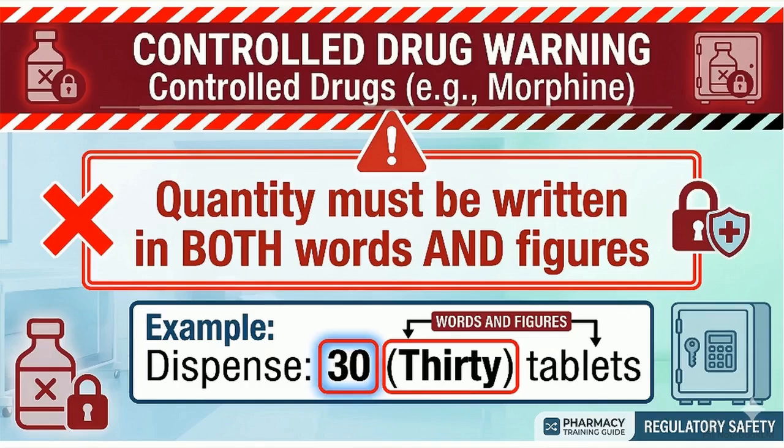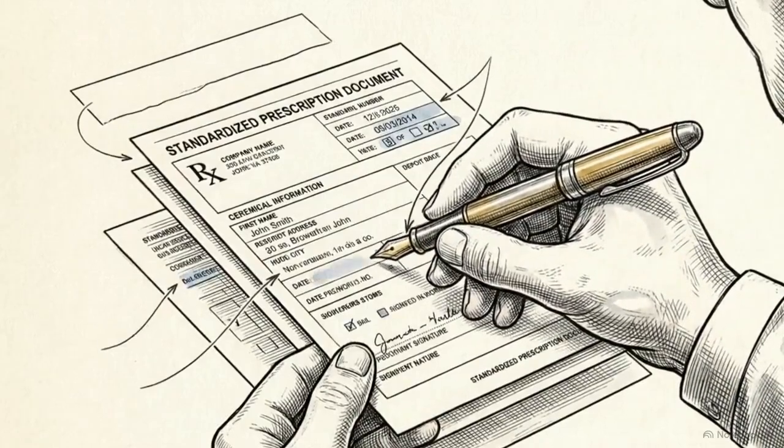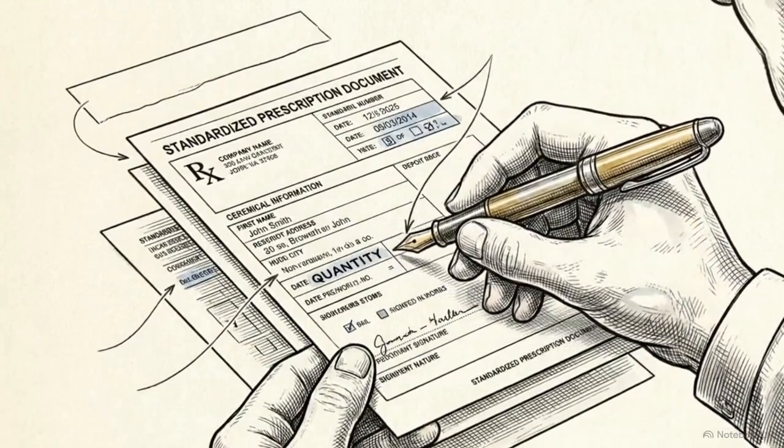This warning graphic illustrates the strict security exception for controlled substances like morphine. The dispense quantity must be written out twice, first in numeric figures, and then spelled out in words immediately adjacent. These redundant quantity rules and mandatory checklist elements are explicitly designed to prevent tampering, forgery, and unauthorized dispensing at the pharmacy level.